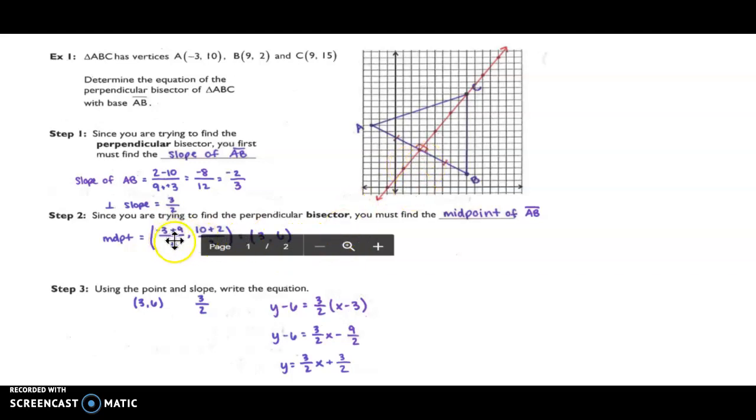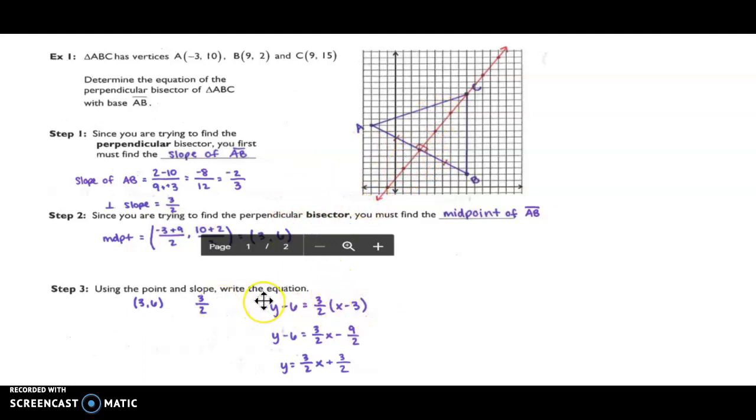And again, the midpoint formula: x1 plus x2 divided by 2, y1 plus y2 divided by 2. It turns out to be 3 comma 6. And now we have to write the equation. We know the slope is 3/2, and it goes through the point 3 comma 6. That's the midpoint. It goes through that point.